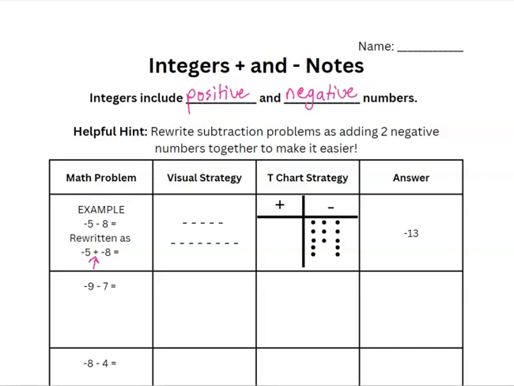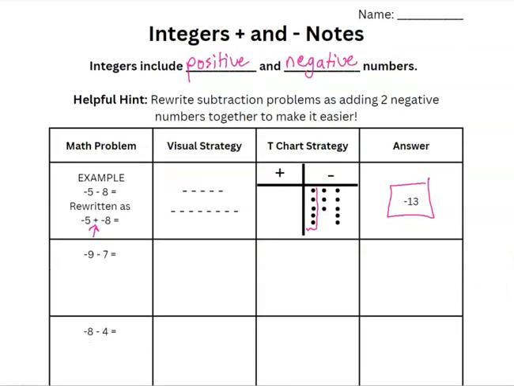Then on our T-chart, I had a -5, so I put 5 dots over here. And then I had a -8, so I put 8 more dots over here. As we're noticing, none of them are canceling out because there's no positives. That's what we would need to cancel something out. Since there isn't any, we just add our two numbers together. 5 plus 8 is 13, and since we only have things on the negative side of our chart, or only negatives, our answer is -13.